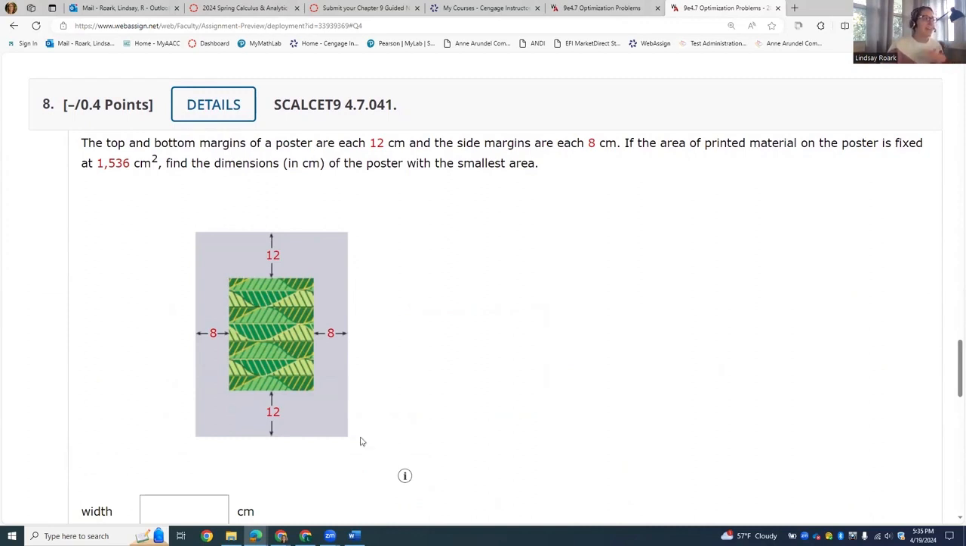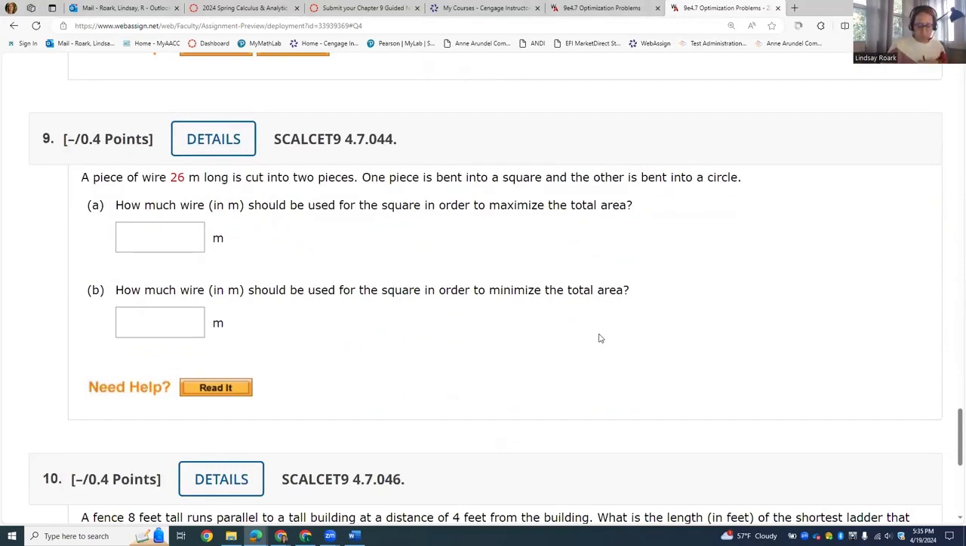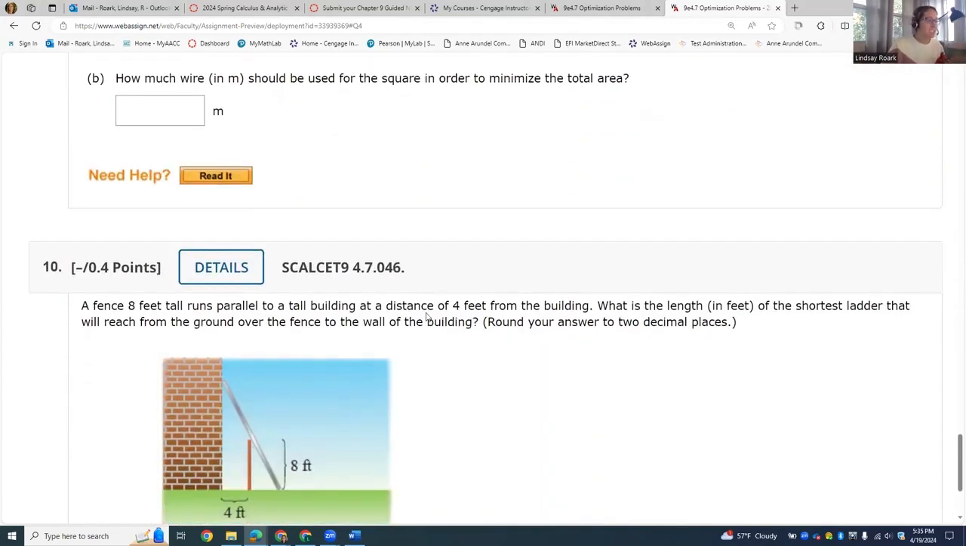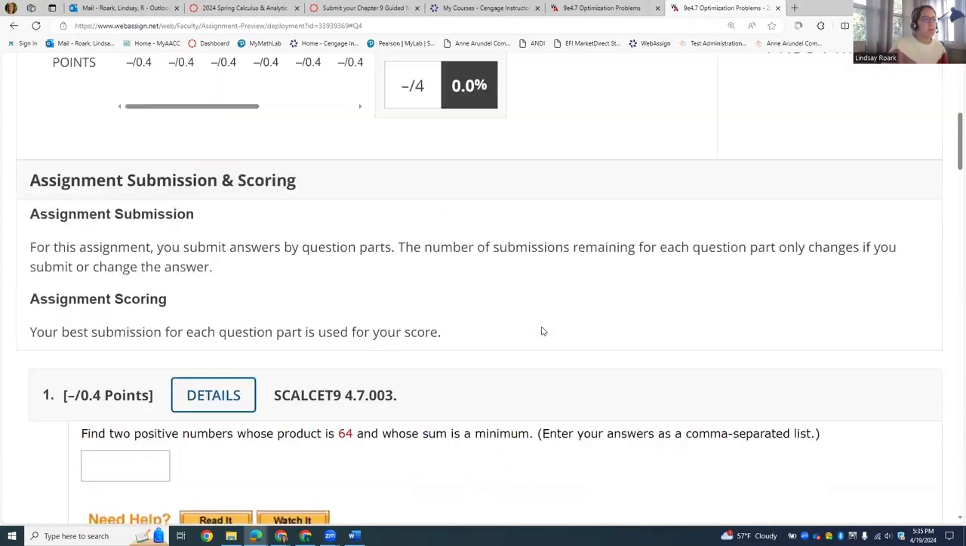This next one, we have a poster, and they give you these margins. Then it says if the area of the printed material in the poster is this certain amount, find the dimensions of the poster with the smallest area. Why you'd want to find the smallest area, I don't really know, but that's okay. So there are a lot of different kinds of examples that I know can all seem all over the place.